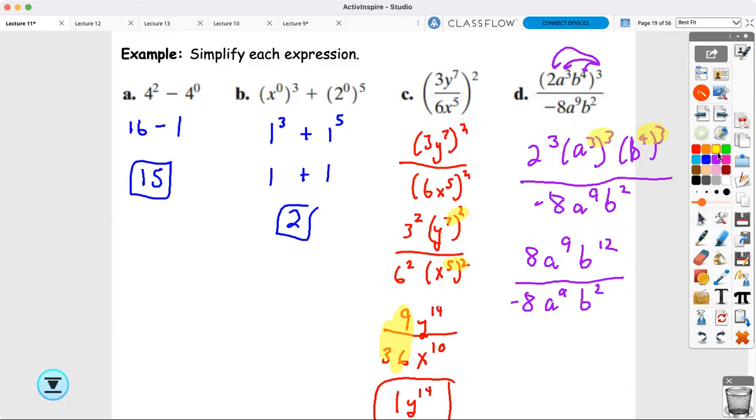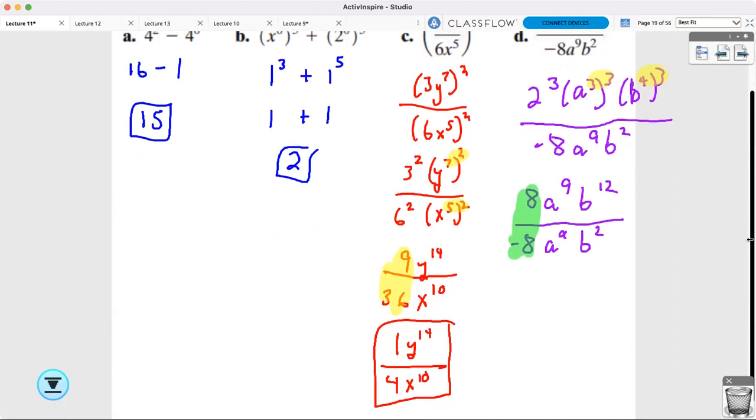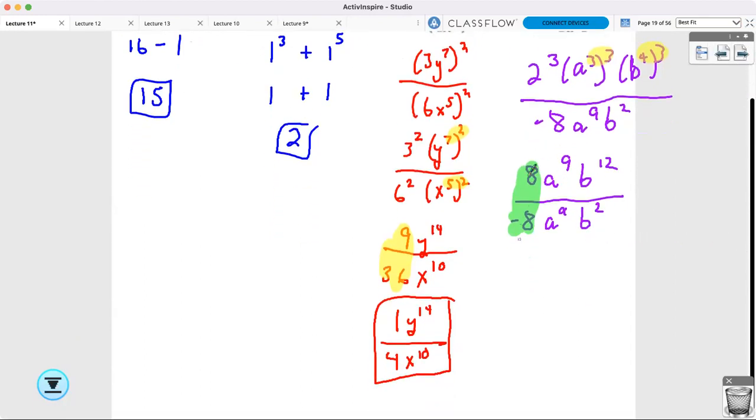Can someone please remind me what we do with the 8 and -8? Am I going to multiply, divide, subtract, or add? Since it's a fraction, divide. 8 divided by -8 is -1.